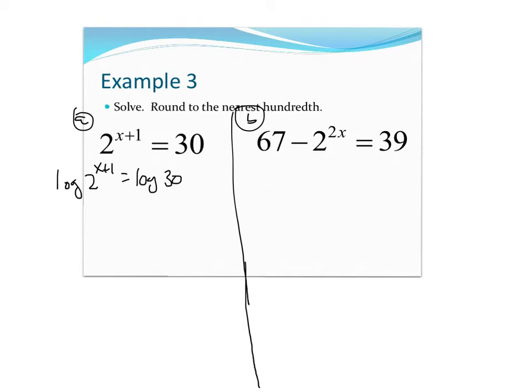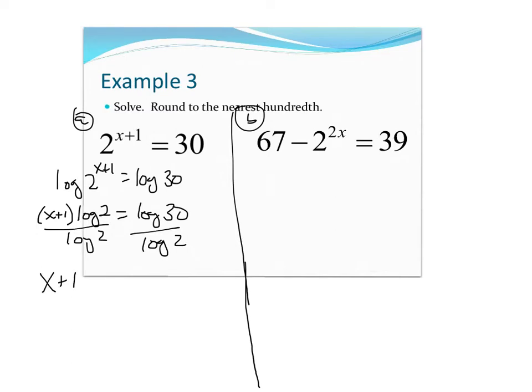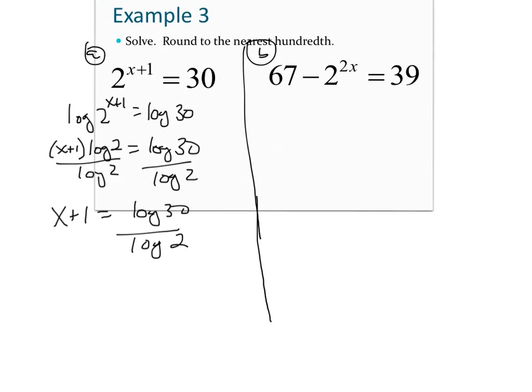I'm going to take this guy, and when I plop it in front, because I got a binomial here, I'm going to write it in parentheses because this log of 2 technically is being multiplied by the whole thing. I want to divide out the log first, that's going to be easy to do. Then I'd have x plus 1 is equal to log of 30 over log of 2. And then from there, I just subtract 1 from both sides.